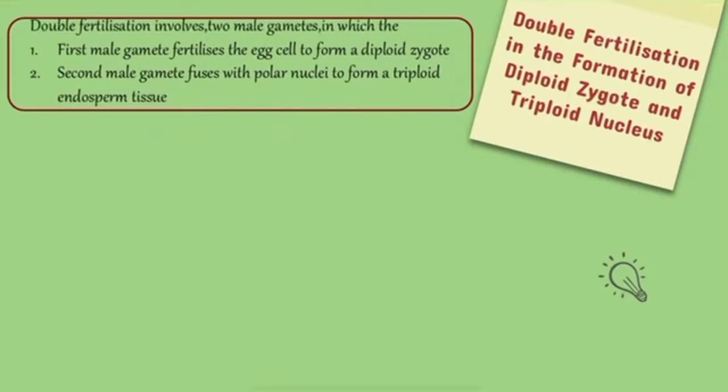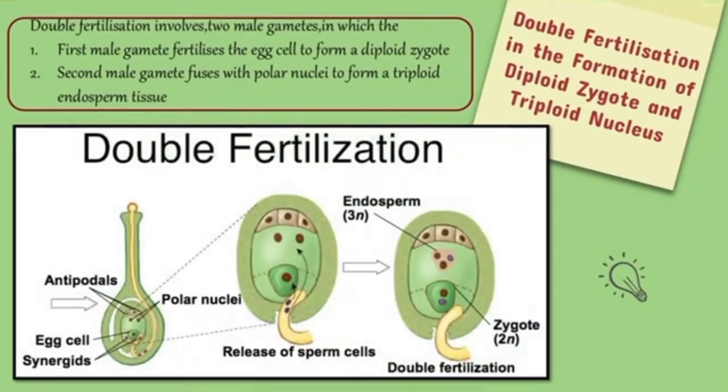Okay, double fertilization. What is double fertilization? We call it double fertilization because it involves two times fertilization, which are first male gamete fertilizes the egg cell to form diploid zygote. Okay, look at the picture. This is the first male gamete which fertilizes with egg cell to form zygote. And the second male gamete here will fuse with polar nuclei. This is polar nuclei to form triploid endosperm tissue.